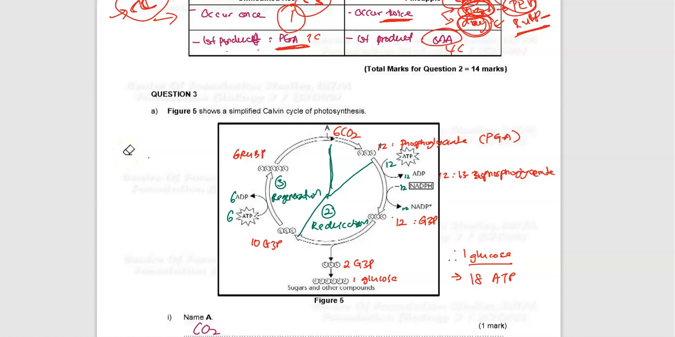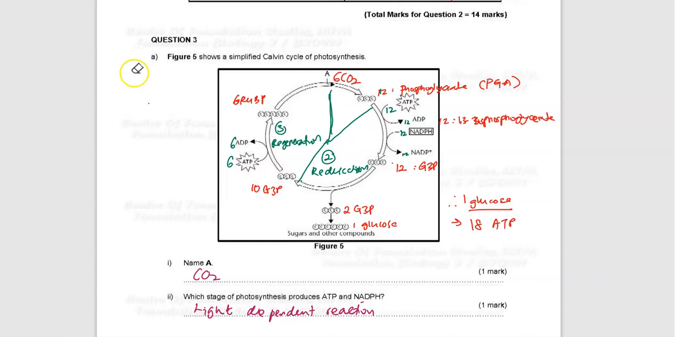In this video, we are going to look at question 3 for the exercise on the chapter photosynthesis. We are going to look at question 3 and 4. For question number 3A, figure 5 shows a simplified Calvin cycle of photosynthesis.